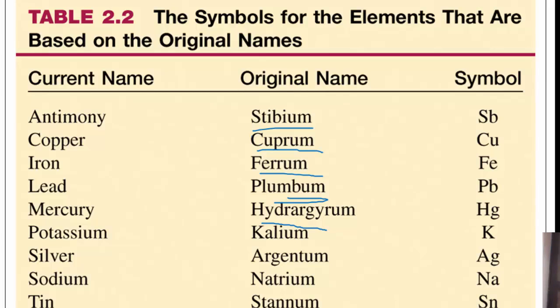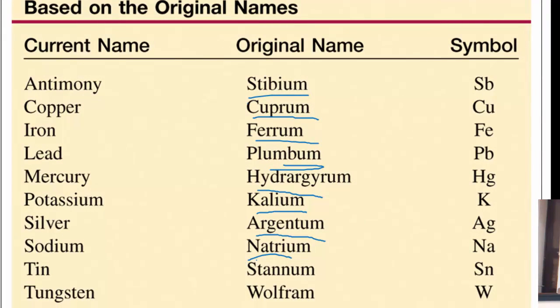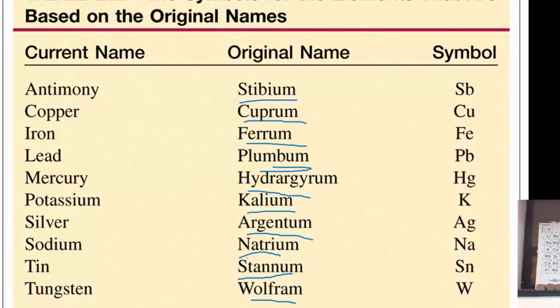And then we see mercury was very different. There's mercury, which is Hg. Then we have potassium was kalium. Silver was argentum. Sodium was natrium. And then tin was stannum. And tungsten was wolfram. Those are some original names of some elements.